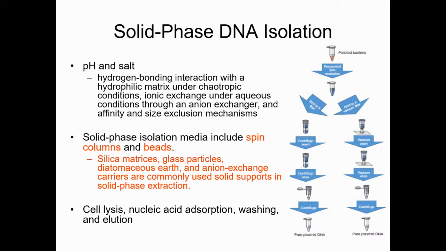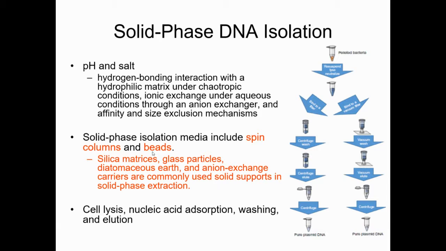So basically the solid phase system will absorb the nucleic acid in the extraction process depending on the pH and the salt content of the buffer, right? The absorption process is based on the principle of hydrogen bonding interaction with the hydrophilic matrix under chaotropic conditions, and the ionic exchange under aqueous conditions through an ion exchanger. That's because DNA is negatively charged, all right? So if you use the ionic exchange, then you have to use an ion exchanger, or you can use the affinity size exclusion mechanism to purify the DNA.